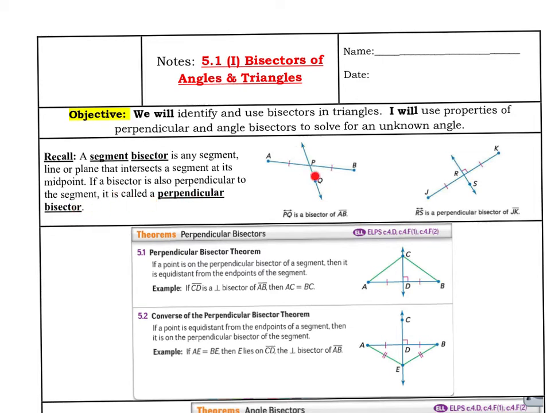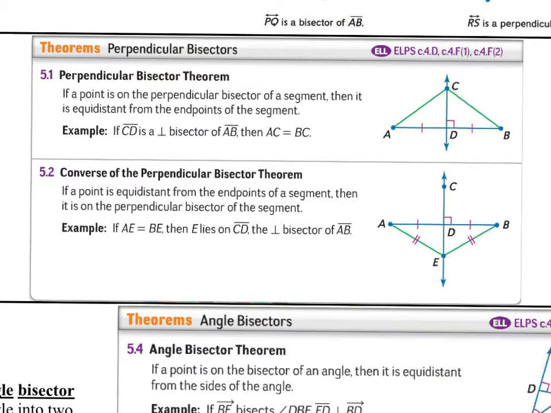Okay, so a segment bisector just cuts AB in half. A perpendicular bisector cuts it in half and then creates a right angle at the point of intersection. So that leads into the perpendicular bisector theorem, and that states that if a point is on the perpendicular bisector of a segment, then it is equidistant from the endpoints of the segment.